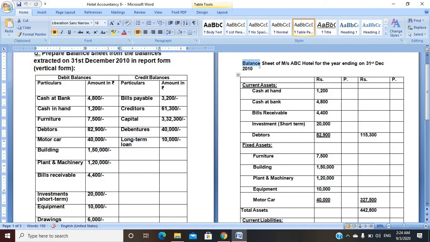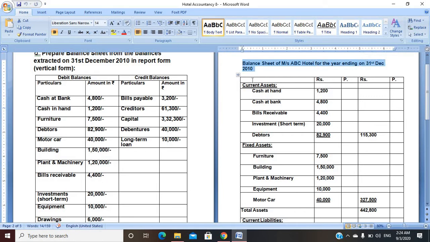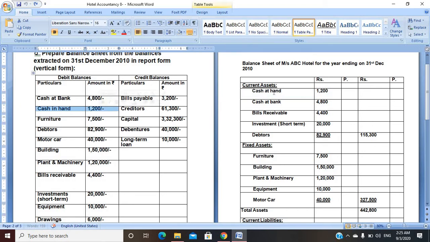So I just mentioned the format accordingly. Balance sheet of Miss ABC Hotel for the year ending 31st December 2010. I prepare the columns here, rupees and P, that is paisa. Firstly I start with the current assets, that is the heading part, with cash in hand. I just mentioned cash in hand 1200 here.